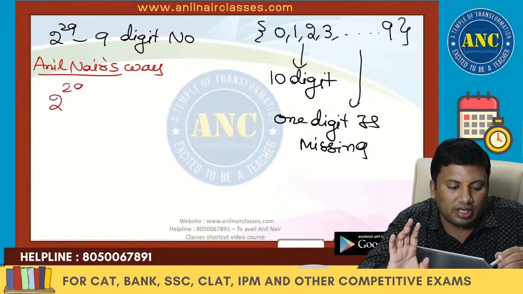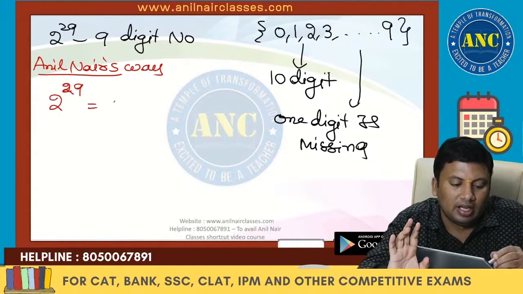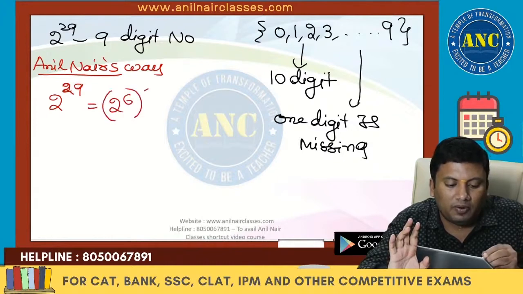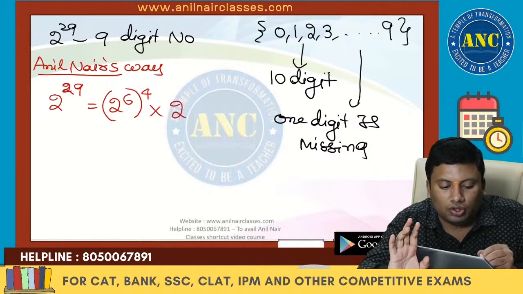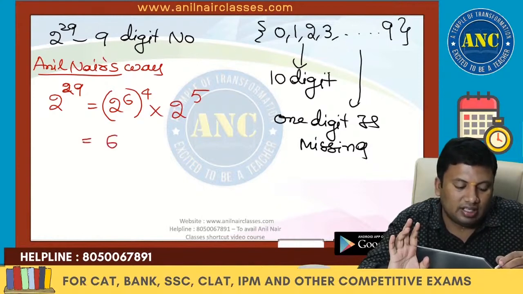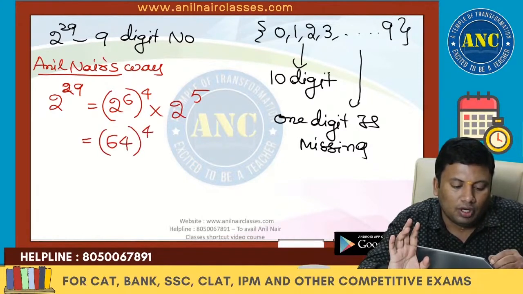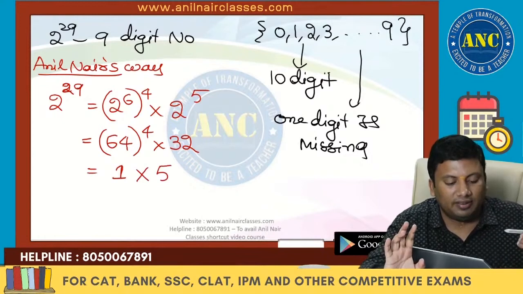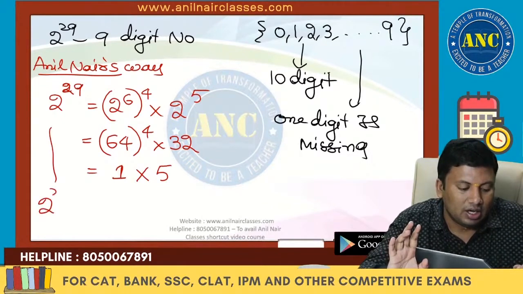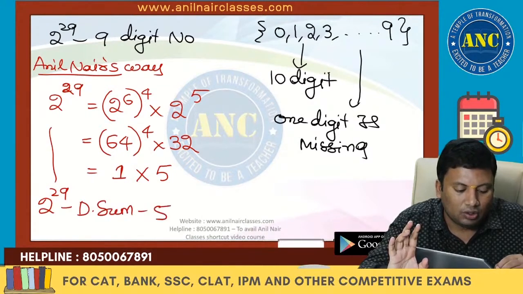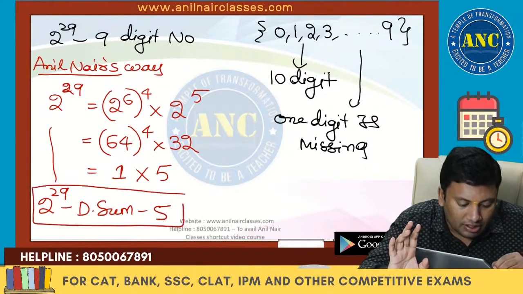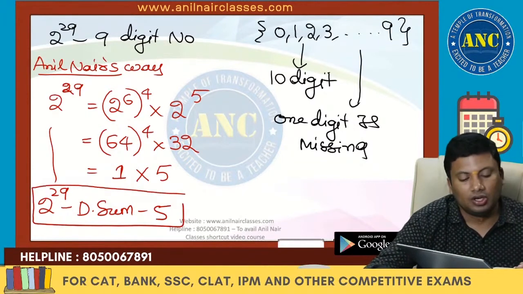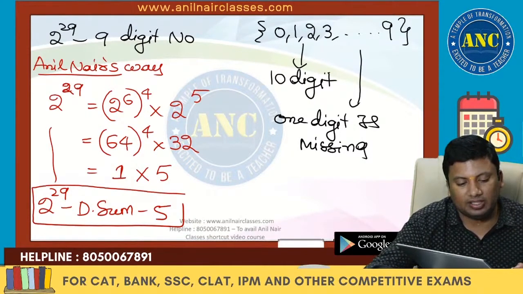2 power 29. Can I write like this? 2 power 6 power 4 into 2 power 5. 2 power 6 is 64, power 4. 2 power 5 is 32. 64 digital sum is 1. 32 digital sum is 5. That means, can I say 2 power 29 digital sum is nothing but 5.